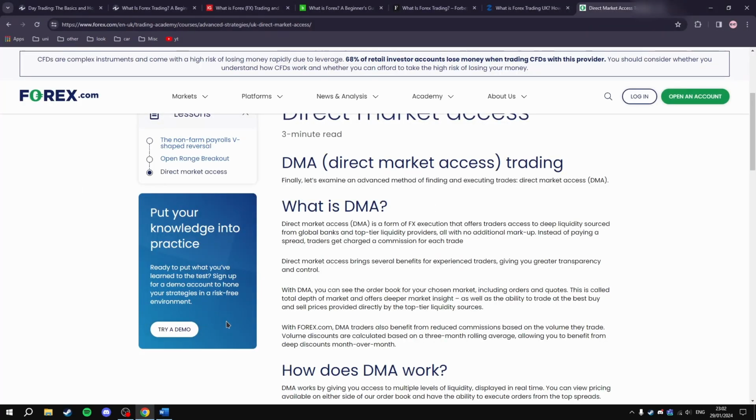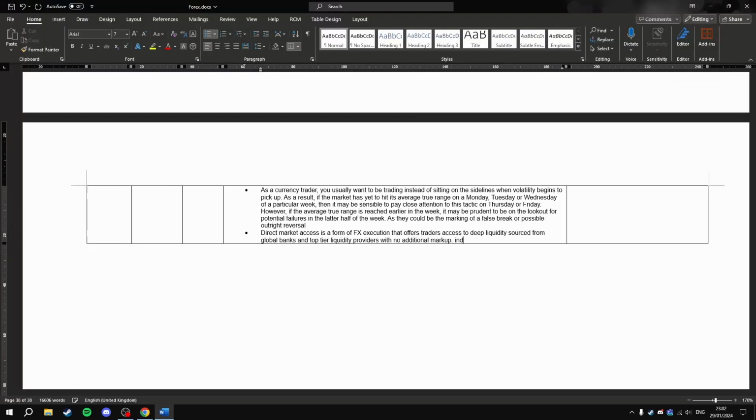Instead of paying a spread, traders get charged a commission for each trade. So instead of paying a spread, traders get charged a commission each trade.